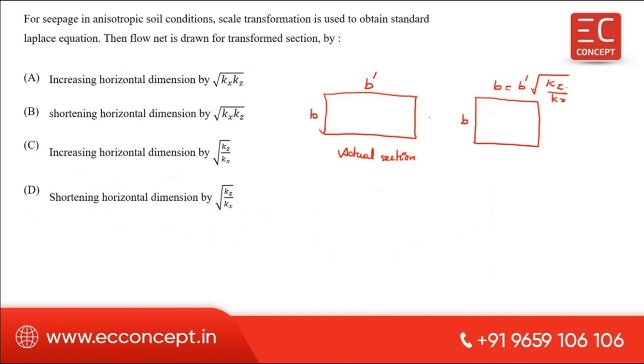So the answer for this question is B: shortening the horizontal dimension by root of KZ by KX. When the flow net is drawn for a transformed section, the length will be shortened by a factor of KZ by KX. Okay, so this is the answer.